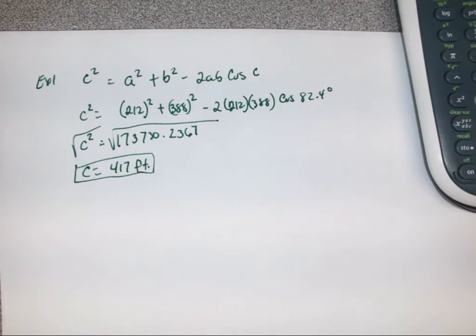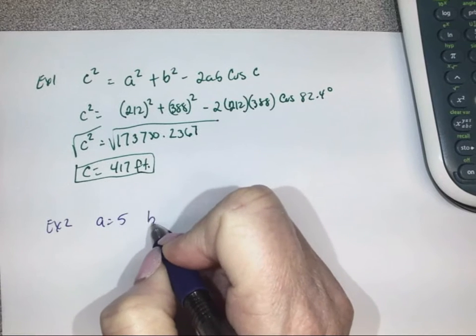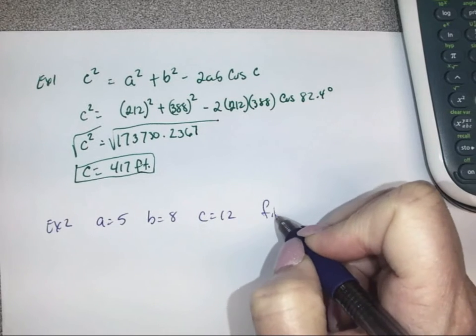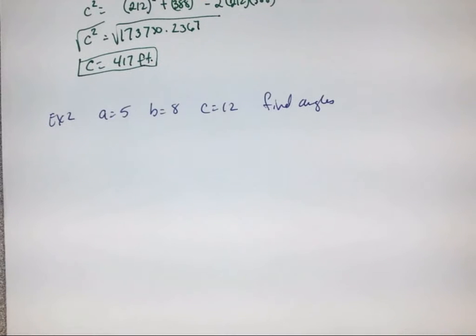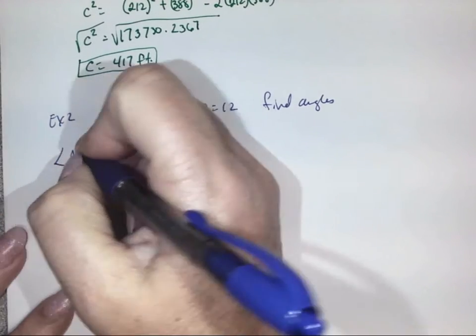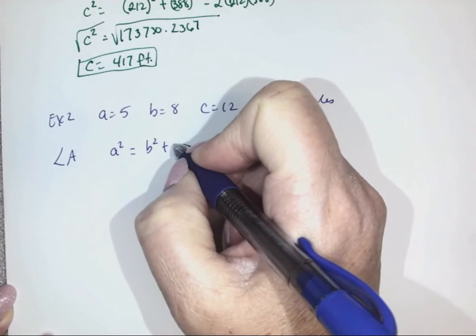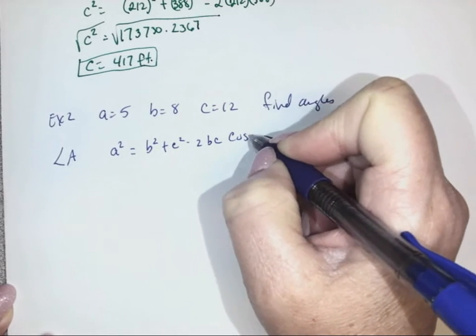All right. So let's go to another example. So if we are given that A is equal to 5, and B is equal to 8, and C is equal to 12, we want to find the angles. So, in just the sides, we need to find every angle. So let's start with angle A, just for the choice of it. So angle A, we're going to use A squared is equal to B squared plus C squared minus 2BC cosine of A.